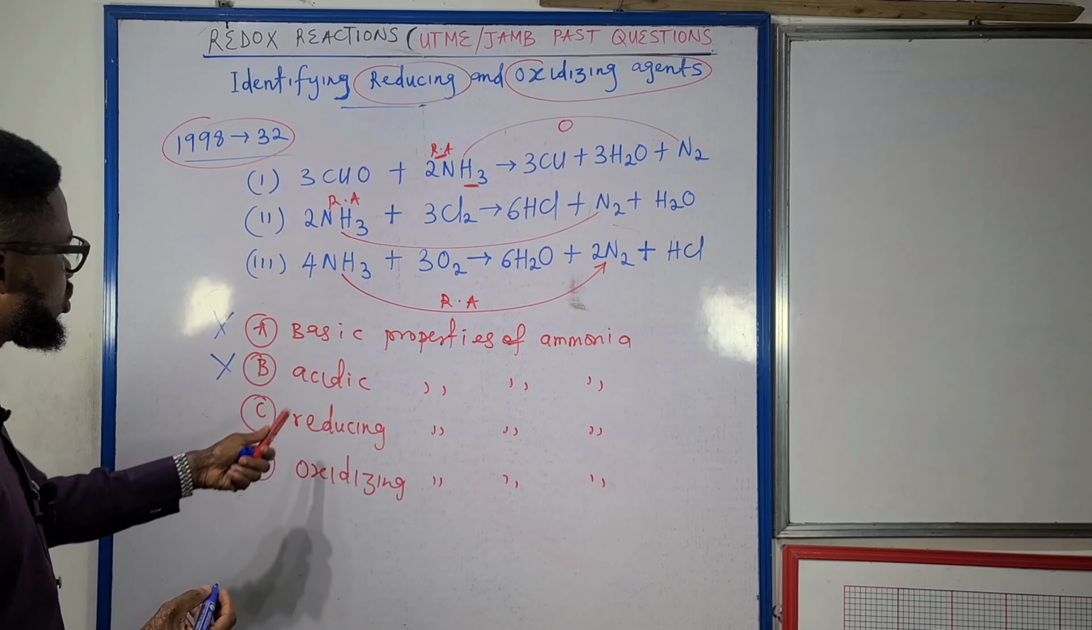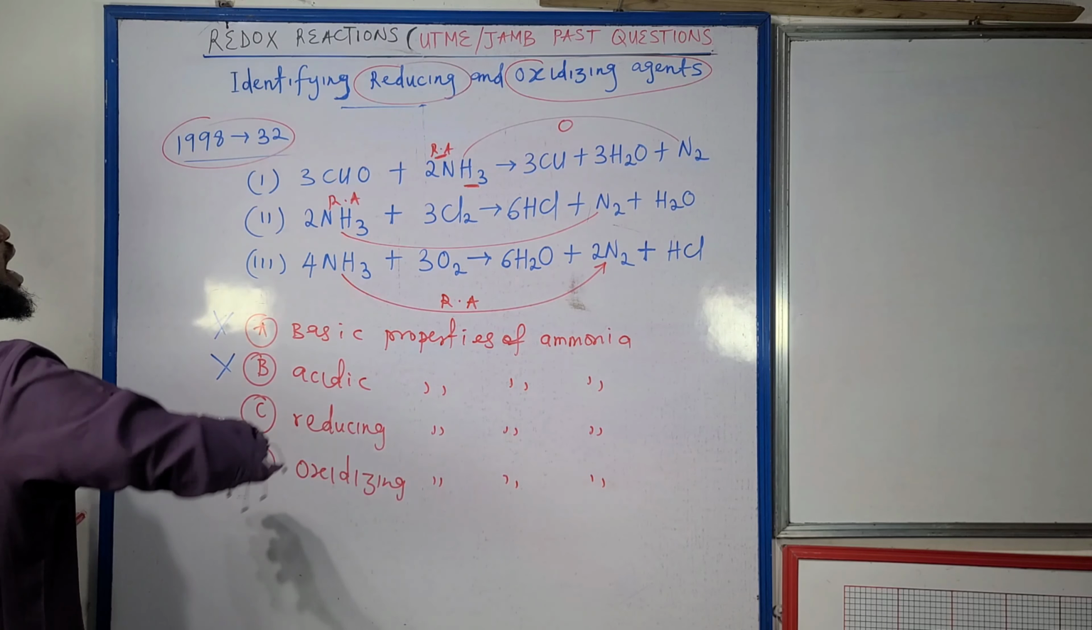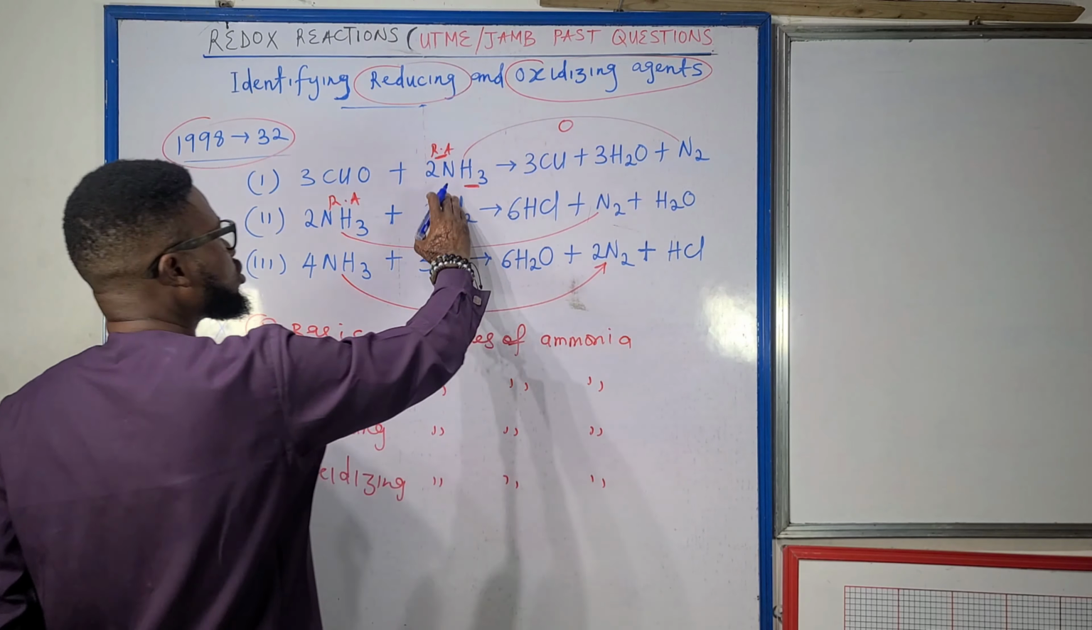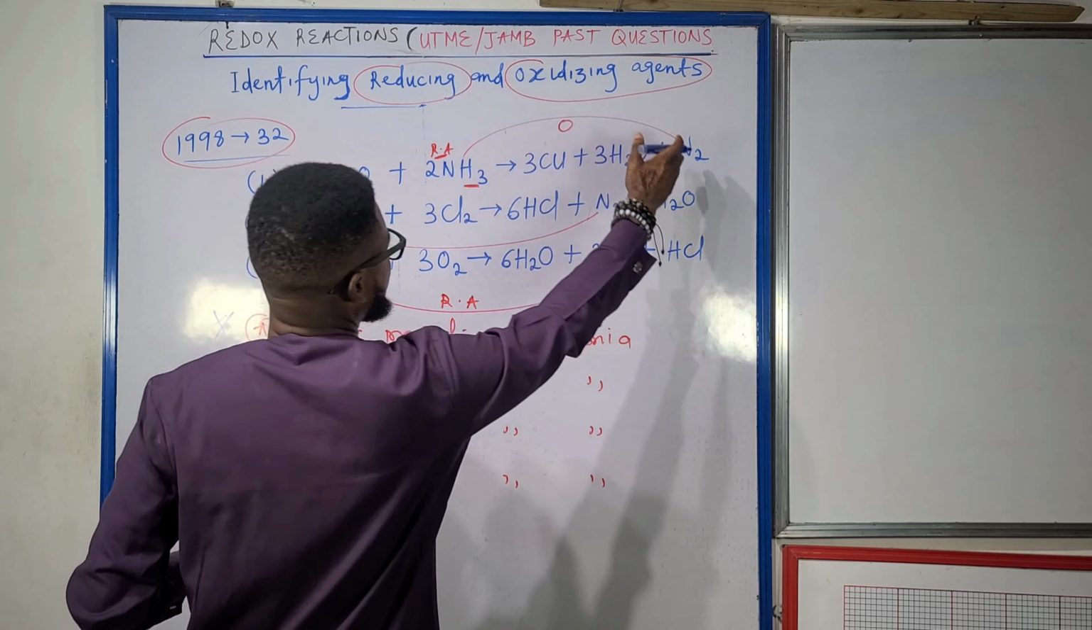It is between reducing and oxidizing ability. And when you look at the 3 equations, ammonia becoming nitrogen, loss of hydrogen from a substance is oxidation. What will undergo oxidation? Reducing agent. So you're looking at the reducing ability of ammonia, and there option C is the correct answer.